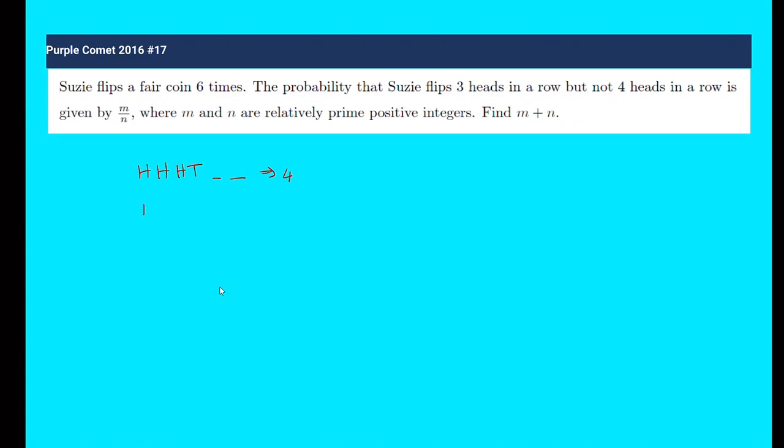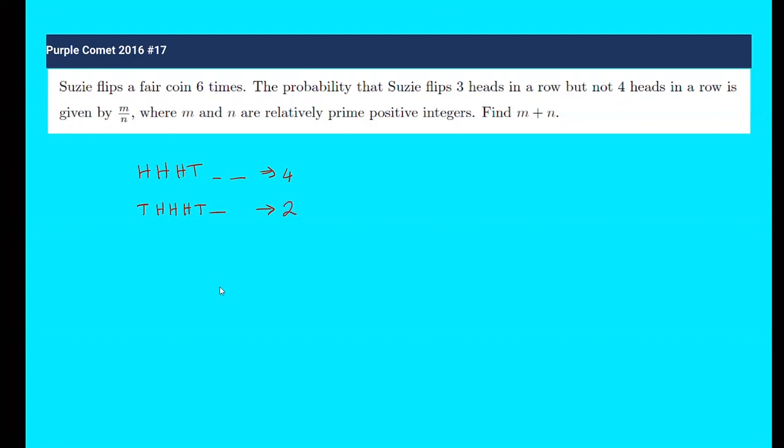Maybe the first one is tail and the next 3 are heads. So that is my next case. But in order for us to get 3 heads in a row, the fifth one has to be tail, and the last one could be anything. So we have 1 tail, 3 heads, and 1 tail. That means we have 3 heads in a row, and the last one could be anything, so tail or head. So you have 2 possible options.